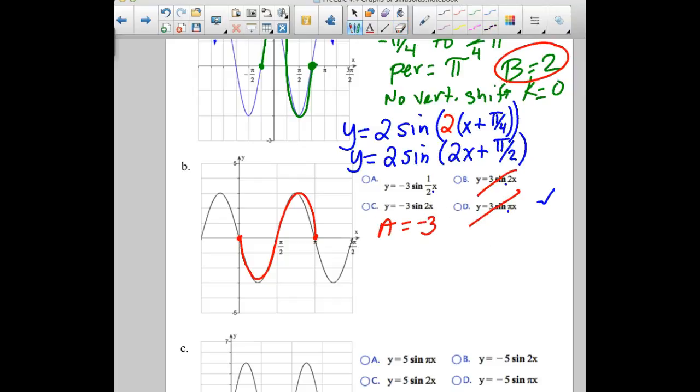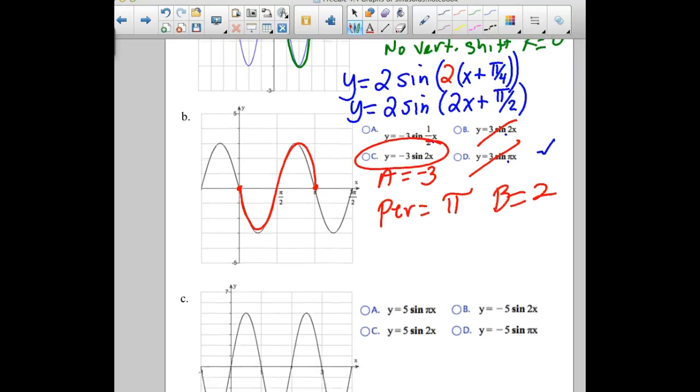All right, so I can eliminate those two right away. Now, for B, let's look at the period. Period goes from 0 to pi, right? What does that tell me about my B term? That B had to be 2, right? Because it's always 2 pi divided by B. So which one is the correct answer? C. All right, our last one.